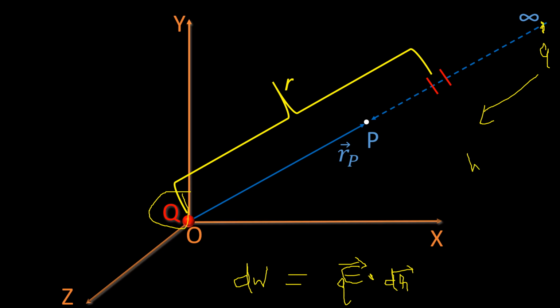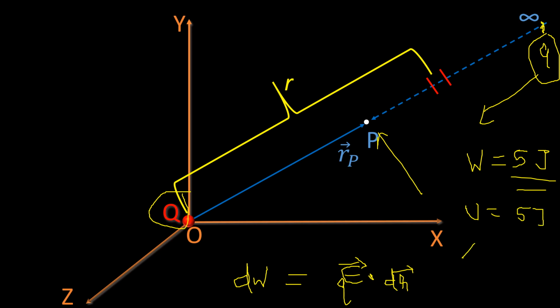Suppose after undergoing all the maths, I have some answer, say 5 joule. Suppose I say that I have done 5 joule work to bring this q to this point P. So what is this 5 joule? Is this 5 joule potential energy, or is this 5 joule change in potential energy? What do you think is the answer? In this case, it is the potential energy of the system, because we are coming from infinity.